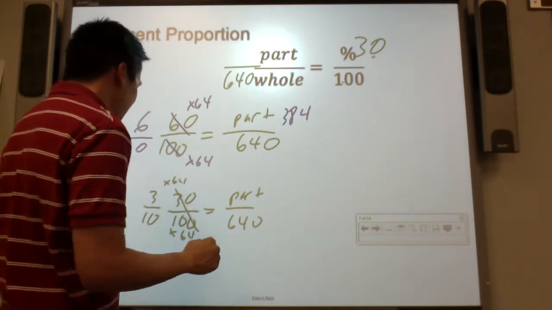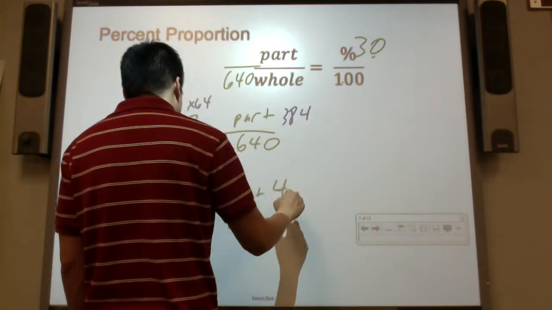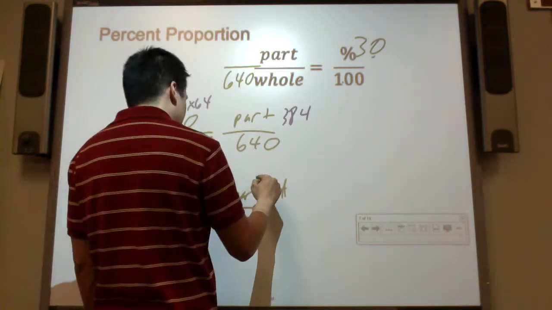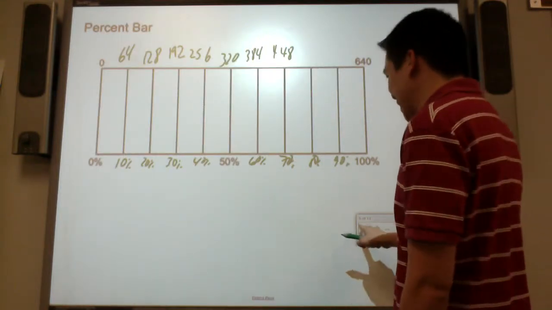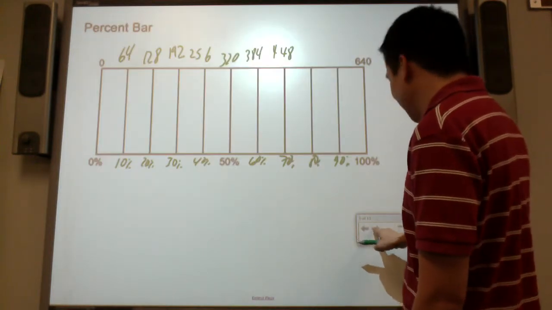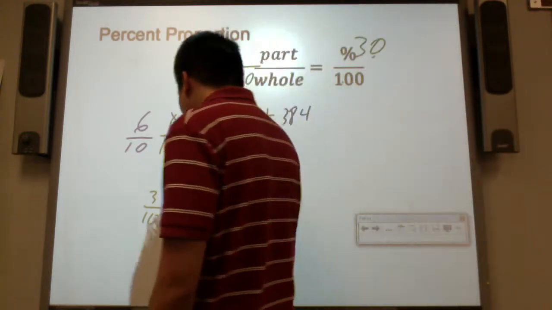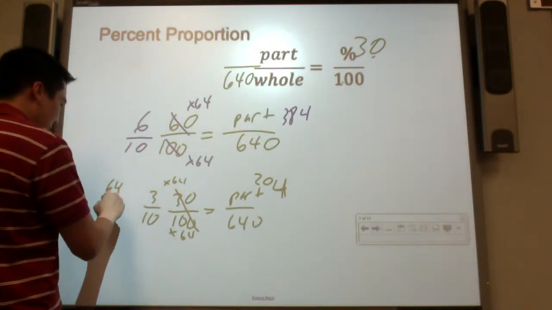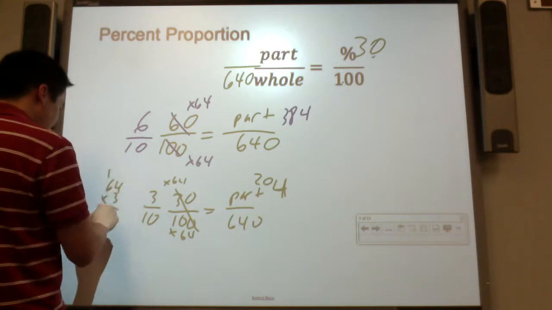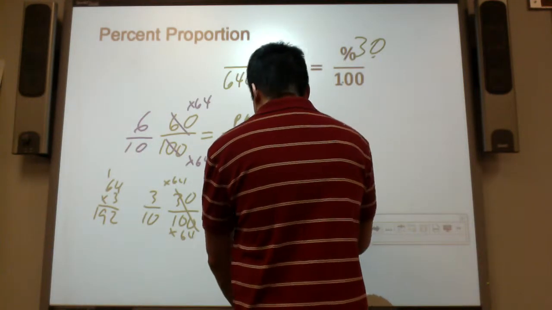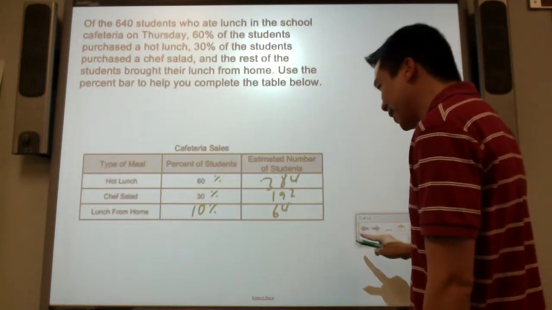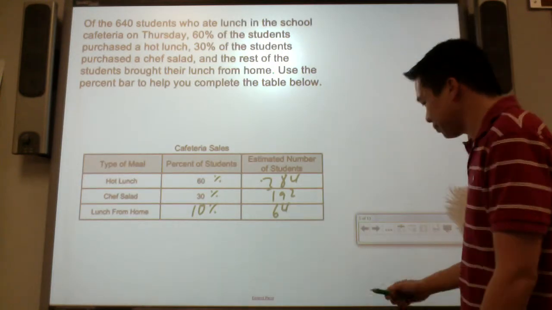3 times 64 is 204. Let's go back and see that is what I got. And yes, what? Did I not multiply correctly here? 64 times 3 is 12... Oh, 192. I did not multiply correctly. 192. And let's go back, and I got 192.